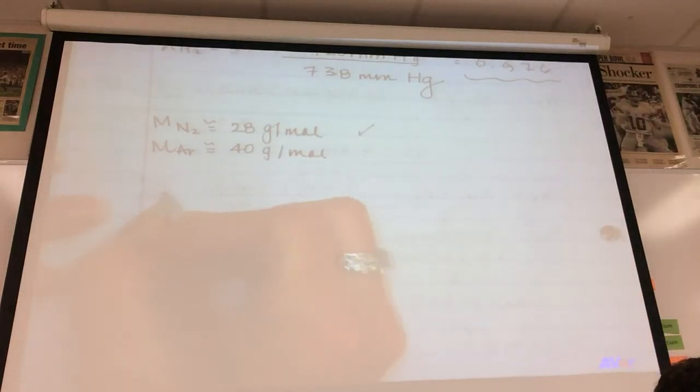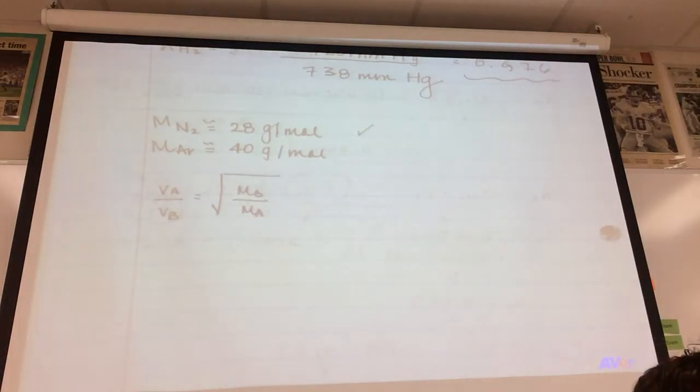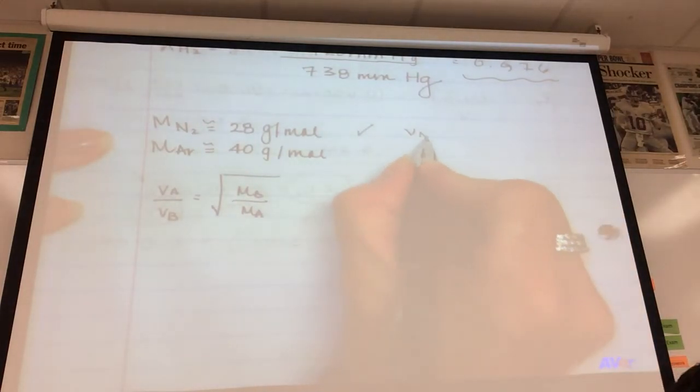If I tell you that the velocity of gas A over the velocity of gas B is equal to the square root of the molar mass of B over the molar mass of A, you tell me what you're missing. The square root. So be careful there. In addition, you want to know how much faster, so which one moves faster? Absolutely. Nitrogen gas moves faster.